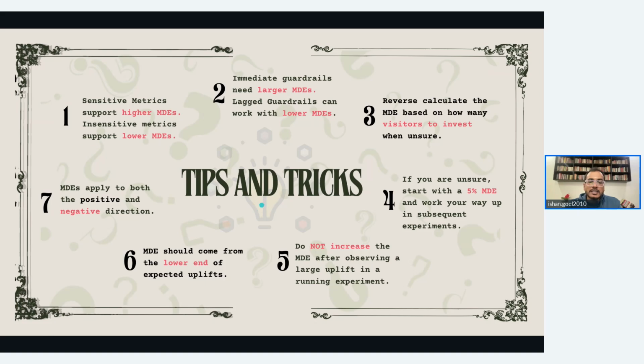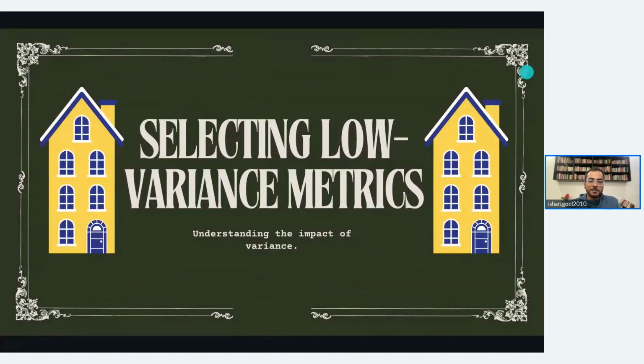Great. The next thing that we are talking about now is selecting low variance metrics and understanding the impact of variance. Let me tell you that variance is the biggest hurdle you'll face when you are experimenting. The experimentation pipeline seems very straightforward: you have a change, you show 50% of people the change, you do not show the change to the other 50%, and then you try to measure the performance of both the groups.